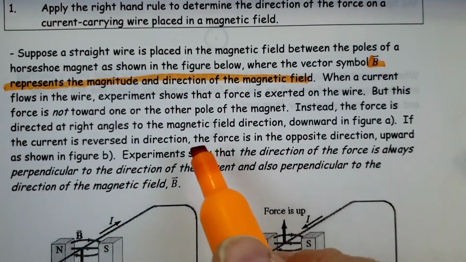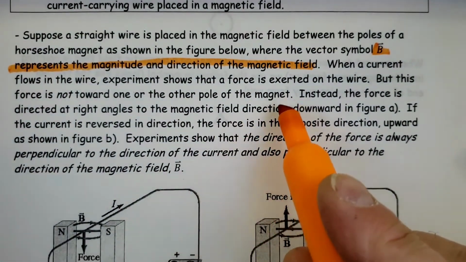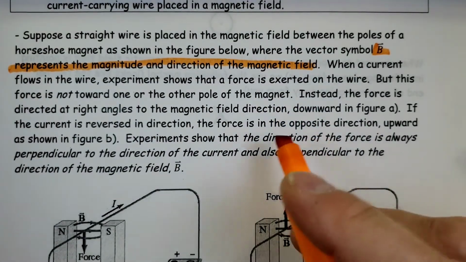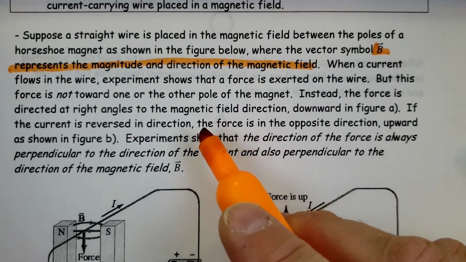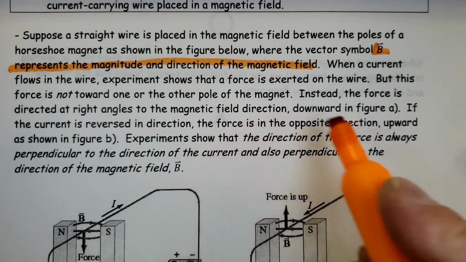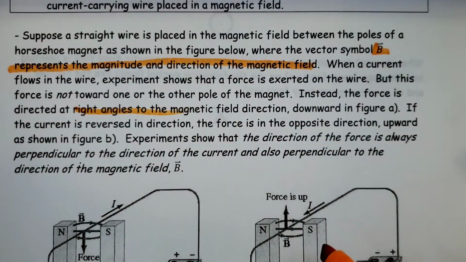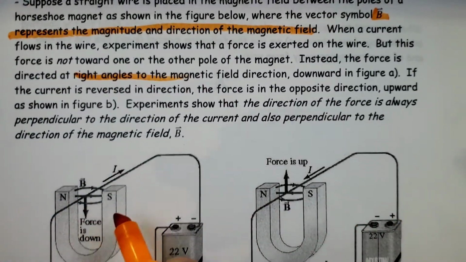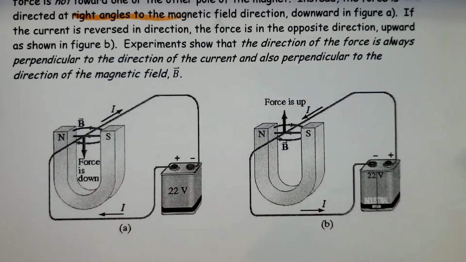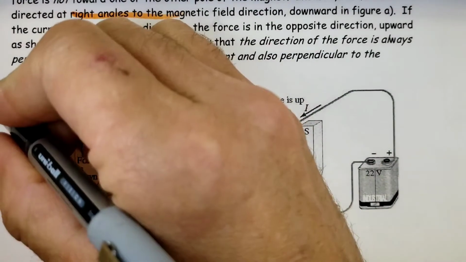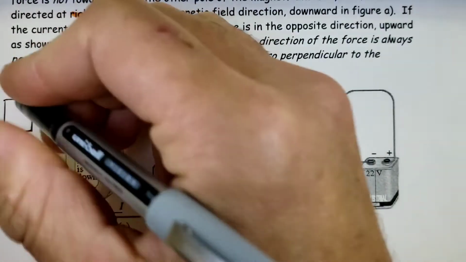When a current flows through the wire, experiments show that there is a force exerted on the wire, but this force is not toward one or the other pole of the magnet. Instead, the force is directed at a right angle to the magnetic field direction, and in this scenario, it would be going down. Now, in terms of directions, think of it in terms of what's happening to your page.